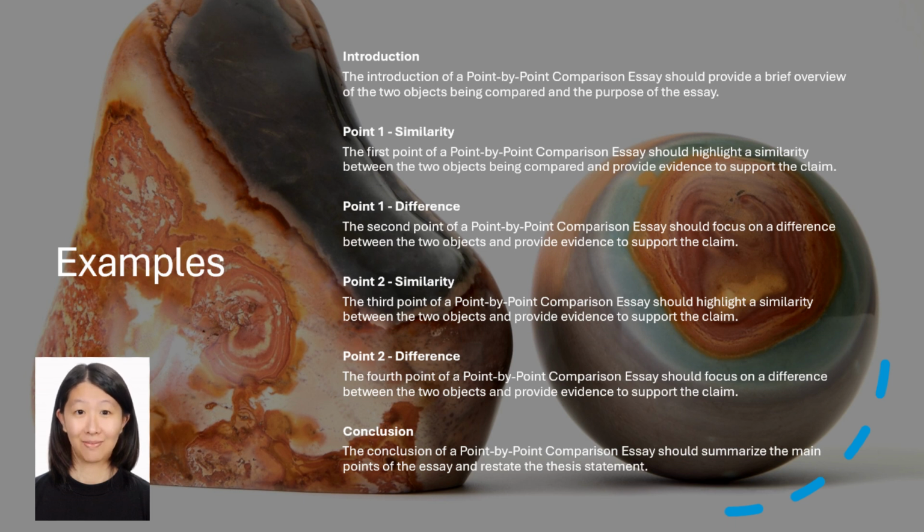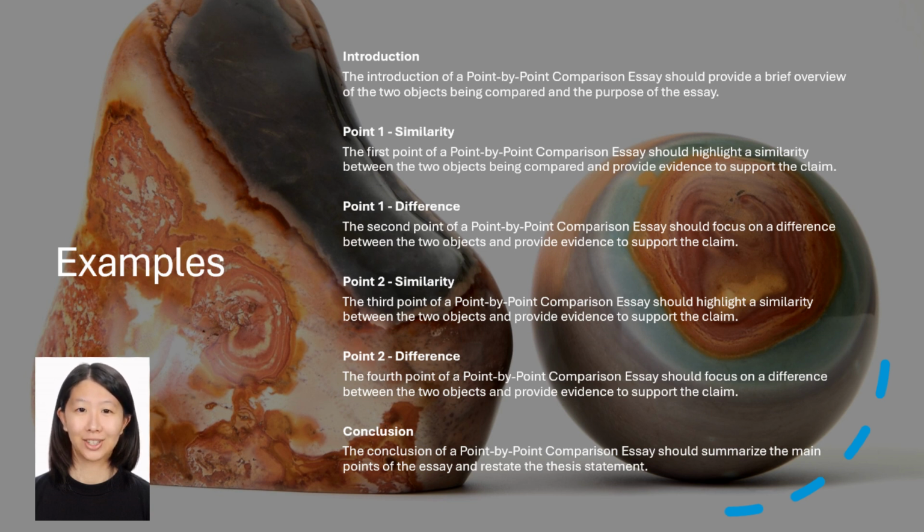2. Point 1. Similarity. In the first body paragraph, highlight one similarity between the two subjects. For instance, you might write about how both apples and oranges are rich in vitamins and essential nutrients, supporting your argument with data or examples. 3. Point 1. Difference. In the next paragraph, focus on a difference related to the same point. For example, discuss how apples are crunchy and versatile for baking, whereas oranges are juicy and better suited for juicing.